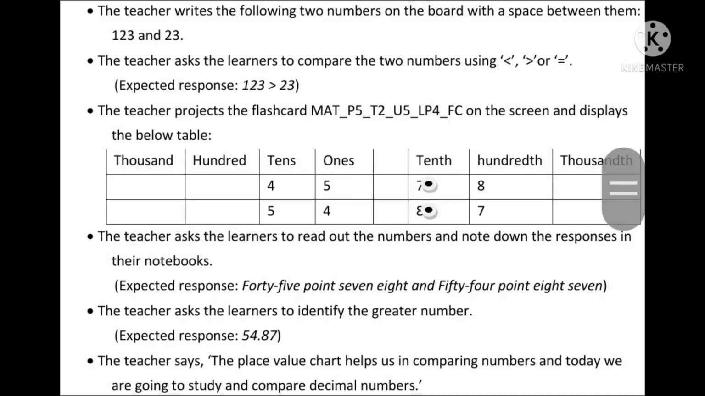Then the teacher projects a chart on the screen, as you can see. Now the teacher asks the learners to read out the numbers and note them down in their notebooks. The expected response of the students will be 45.78 and the second one 54.87. Then the teacher asks the students to identify the greater number. The expected response of the students will be 54.87.